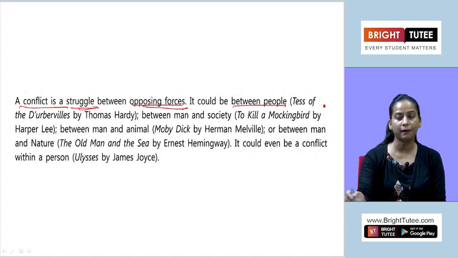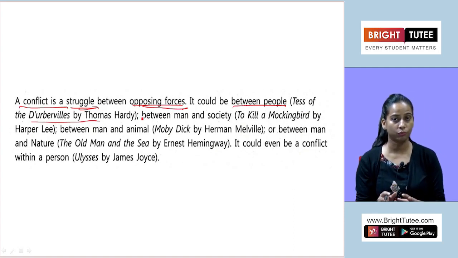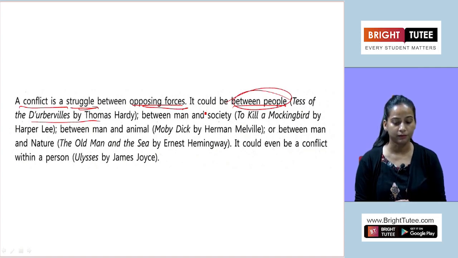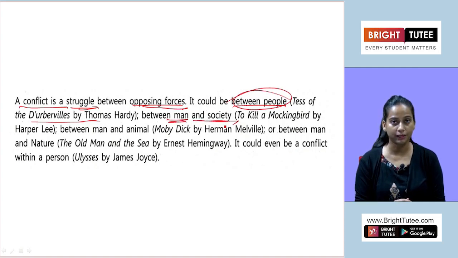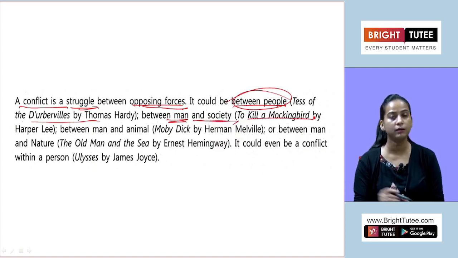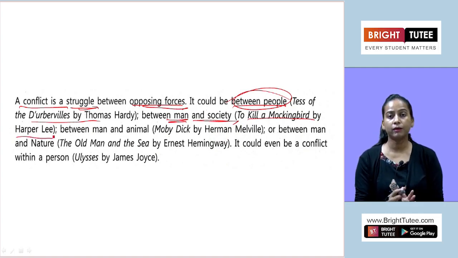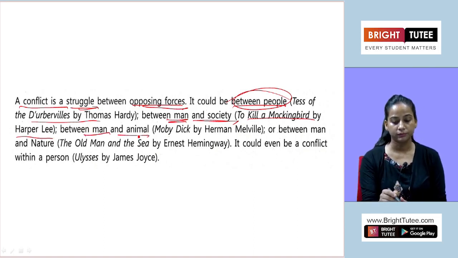That is the example given, Tess of the D'Urbervilles by Thomas Hardy, in which they have shown how the conflict between people can take place. The conflict can also arise between man and society. That is shown in the book To Kill a Mockingbird by Harper Lee.